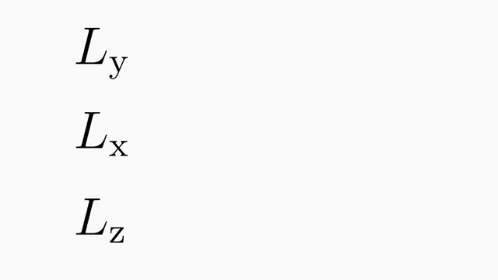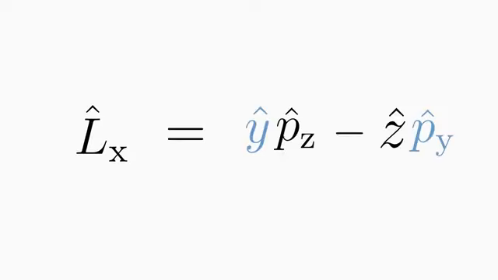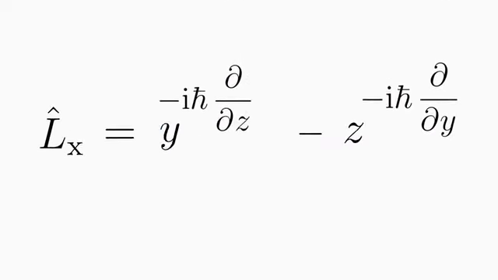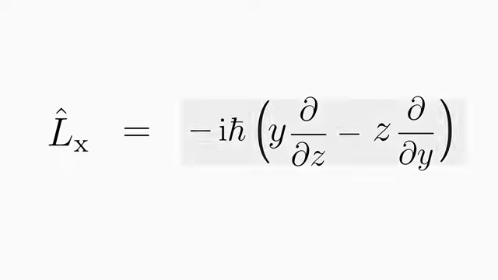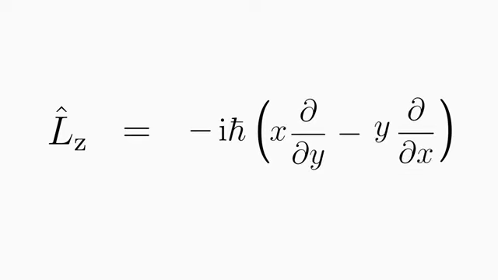To transform the classical angular momentum components Lx, Ly, and Lz into quantum mechanical angular momentum components, we need to convert them into operators. For this purpose, we equip them with hats and insert the momentum operators and position operators. So we get this result for the Lx component. The classical angular momentum component Ly becomes this operator, and the classical angular momentum component Lz becomes this operator.